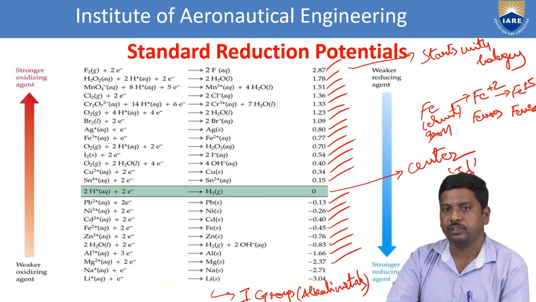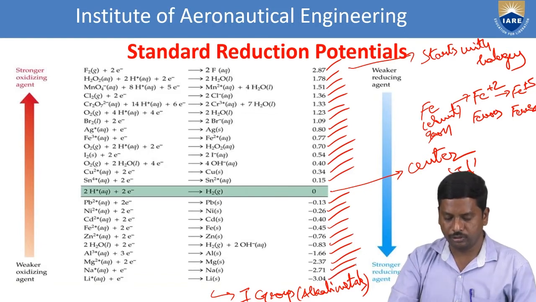And sodium, which is nothing but a first group element, alkali metals, undergoes reduction with a single electron to get sodium solid, and the couple potential is minus 2.71 volts. And lithium also undergoes reduction with 1 electron to get lithium solid, with minus 3.04 volts.